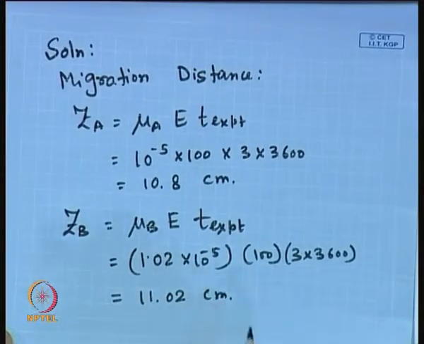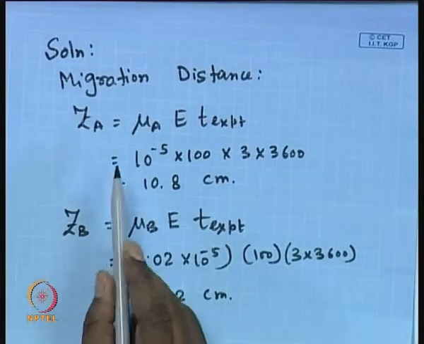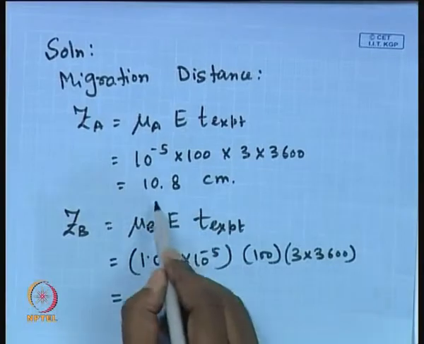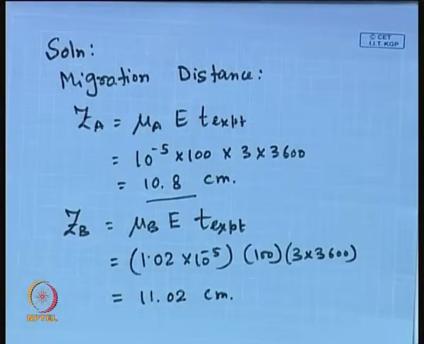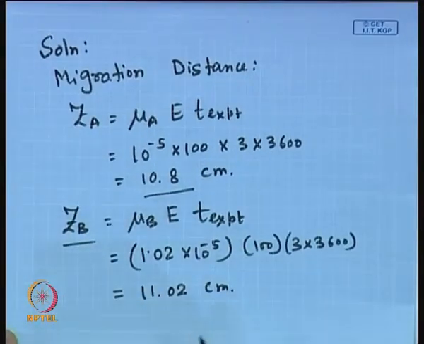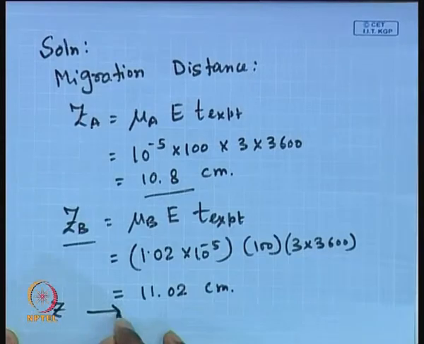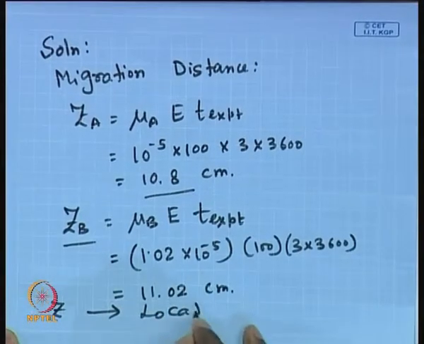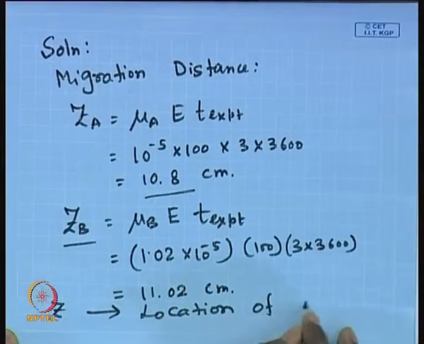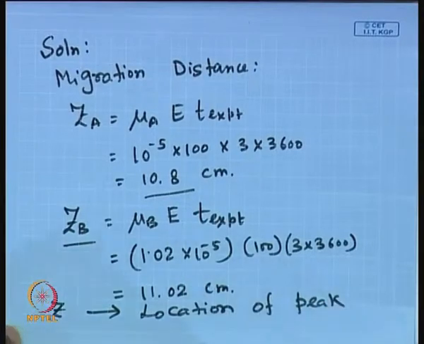11.02 centimeter. So, what does this mean? This means that the location of the peak for component A will be at 10.8 centimeter and the location of the peak for component B will be at 11.02 centimeter. So, Z values represent the location of the peak at the exit of the system.